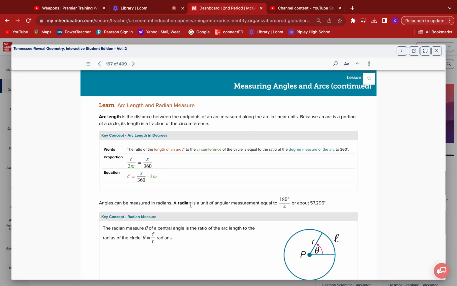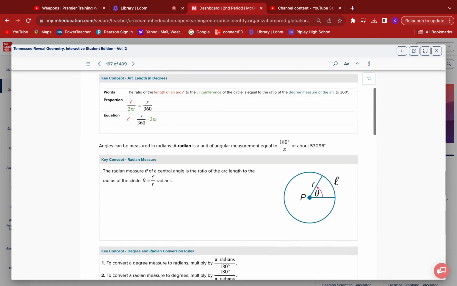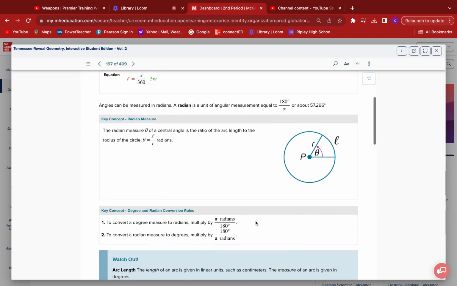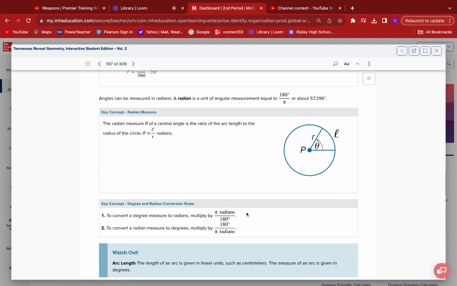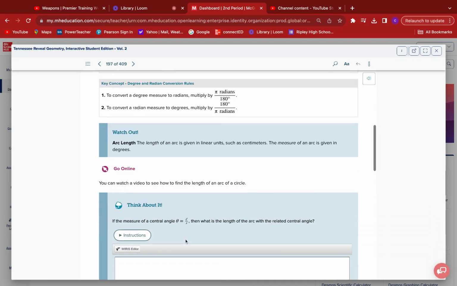All right, angles can be measured in radians, and if you're going to take calculus anywhere in your future, you need to know this as well. A radian is a unit of angular measurement equal to 180 divided by pi. So you need to know this, 180 over pi. This is honestly how you would change degrees to radians and radians to degrees, back and forth. You need to know this after you leave geometry, especially if you're going into calculus. To convert degrees to radians, it's pi over 180, and to convert radians to degrees, it's 180 over pi. You need to know this for sure if you're going to take calculus.